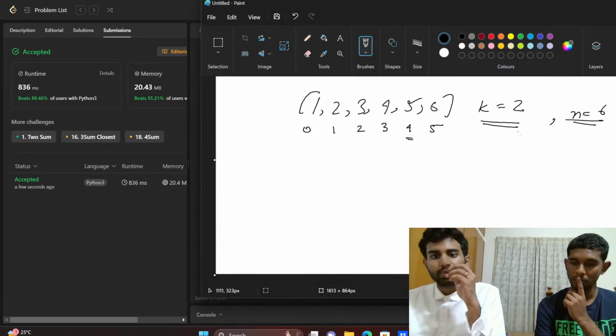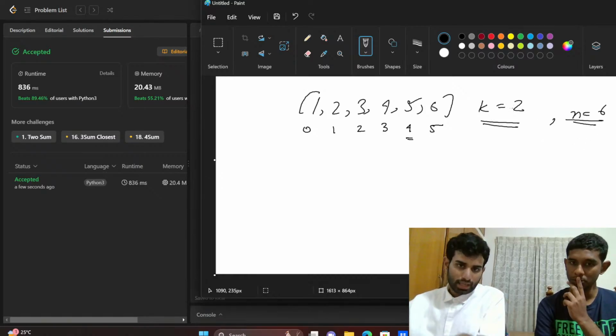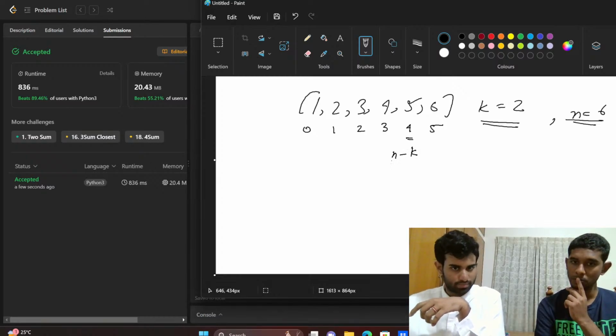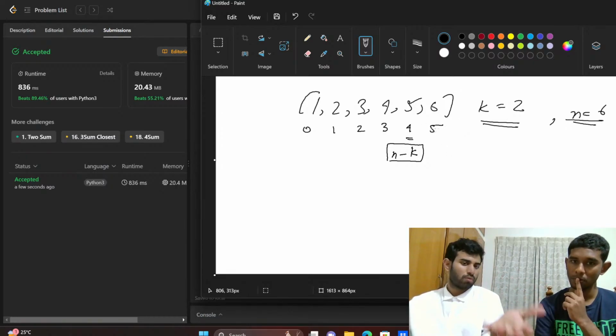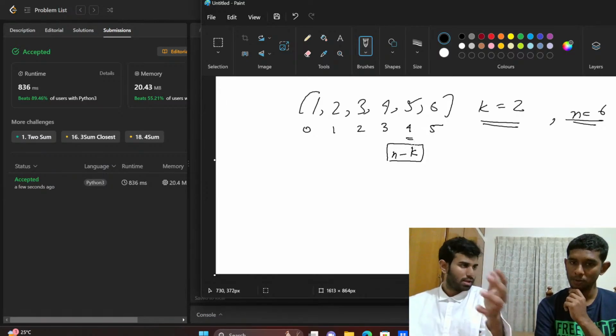And if my n is 6 and my k is 2, I'm essentially looking at something like n minus k. If my n is 6 and my k is 2, I'm looking at the fourth index to find the kth largest. If it's already sorted, this is of course an O(1) lookup. I can just see what is the element at the n minus kth index and I can just return it.